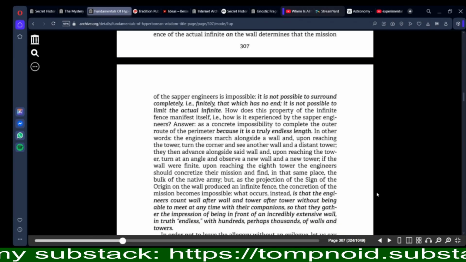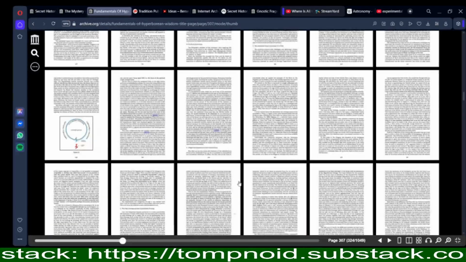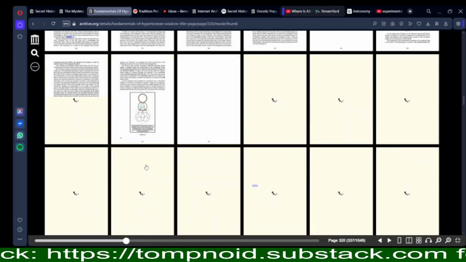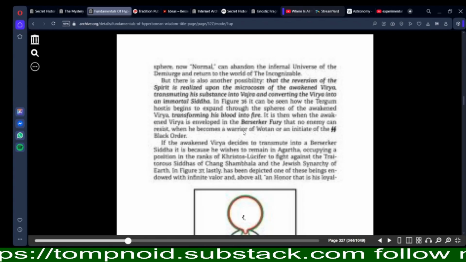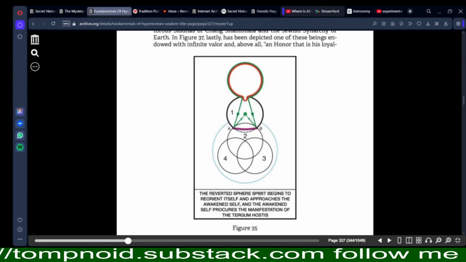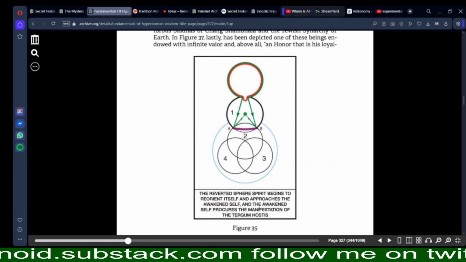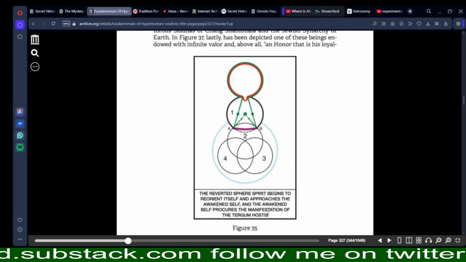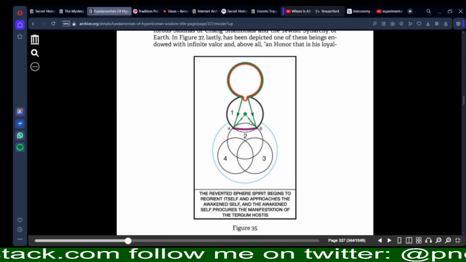And this is what he means by the selbst, or the self. This is when the white man actually wakes up to who he really is. There's a diagram here. See, the eccentric circles are still being used. You'll see the reverted spirit begins to reorient itself and approaches the awakened self. And the awakened self procures the manifestation of the tergum hostis, or the hostile back. That's what that means in Latin.